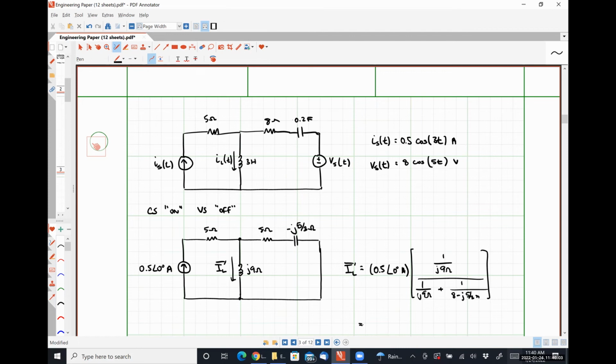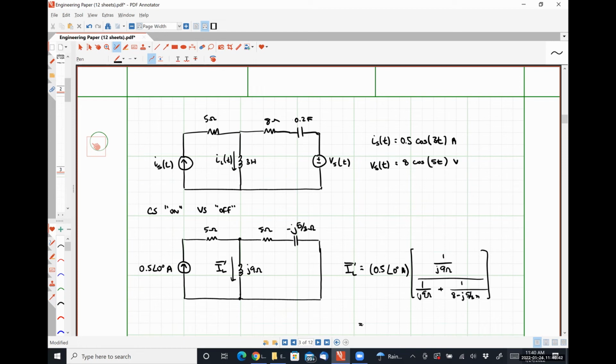And it's because these two elements are in series, so the current doesn't have an opportunity to split when it sees the 5 ohm resistor. All of it flows through the 5 ohm. So we know that the current entering this node is half an amp, which is where we get this half an amp. And then the two parallel branches have impedances of J9. So we have 1 over J9 because that's the one we're trying to solve for. And then we do 1 over J9 plus 1 over 8 minus J 5/3 because those are the two branches in parallel.